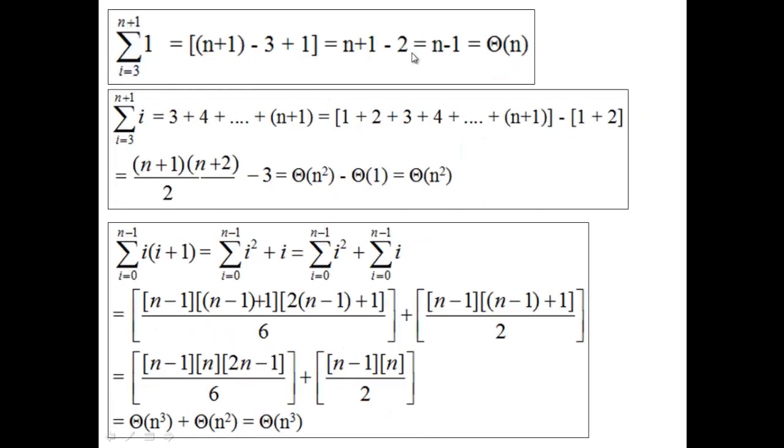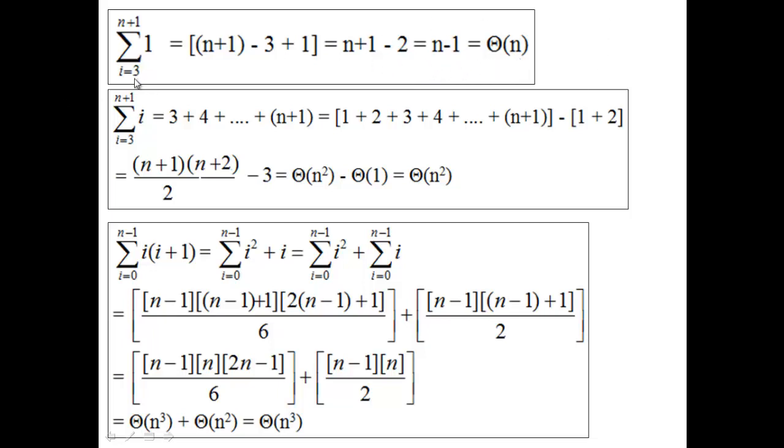Now, once you have a constant, you can apply what? The upper limit minus lower limit plus 1 formula. So upper limit is n plus 1 minus lower limit is 3, plus 1. Now if you simplify this, plus 1 minus 3 is going to be negative 1. So it's n minus 1. And n minus 1 can be written as theta of n. You can discard the lower order term and just take the higher dominating term, which is n, theta of n.